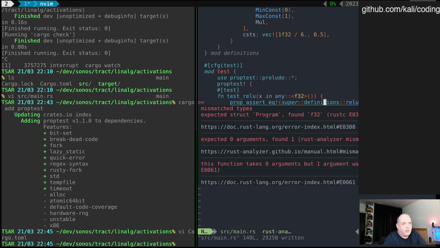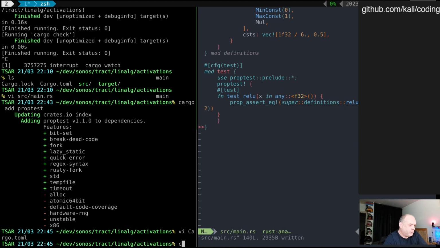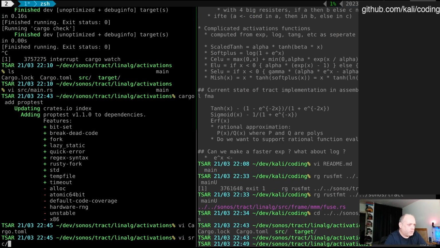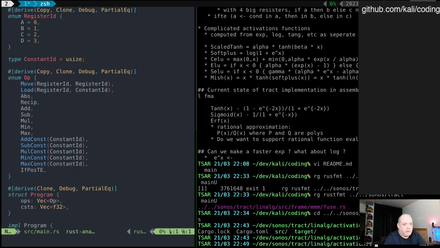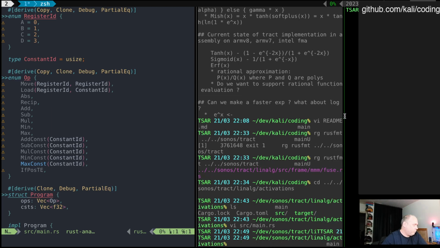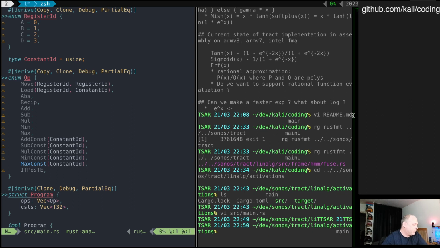Expected struct program. So super definition ReLU returns the program, and then I need to run it against the X. No, it's not run, it's compute maybe. Yeah. Okay, let's test it. Cargo. I mean, yeah, I should switch screen because you're on the partial one, and that's just not great. So let's do it like that. And then I'm going to do that. Here we go. Trying to give you as much as I can in terms of space.